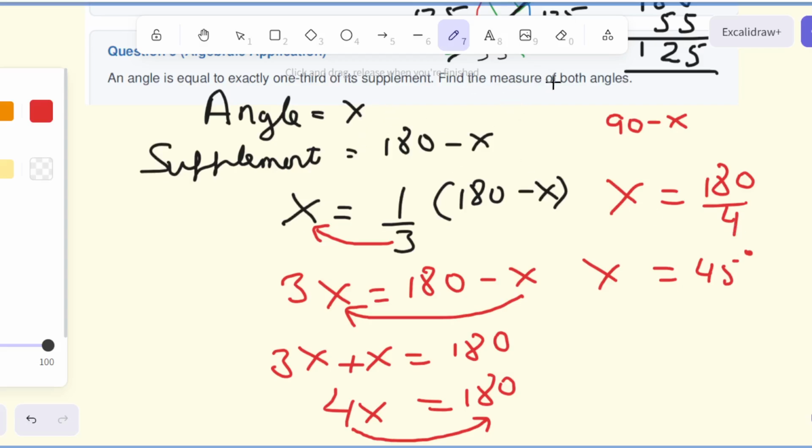So if you find the measure of both the angles, one will be 45 and the other one will be 180 minus 45, which is 135. This is how you should do it. I was just explaining that if this would have been a complement, you would have taken 90 minus x. You understand this question? Super.